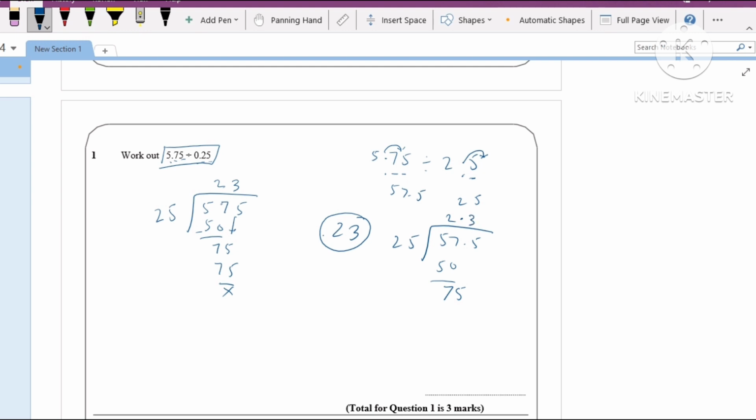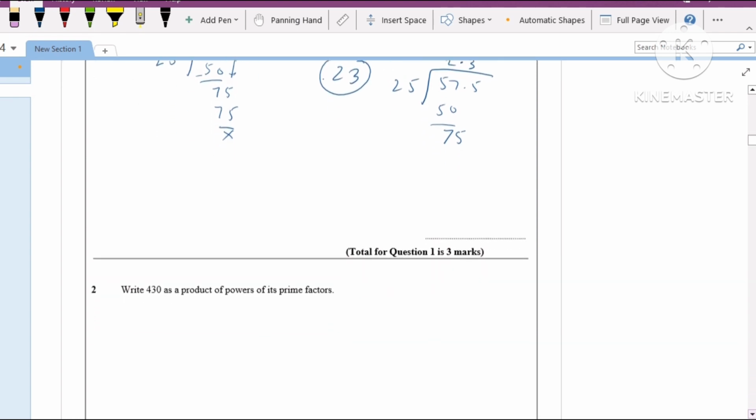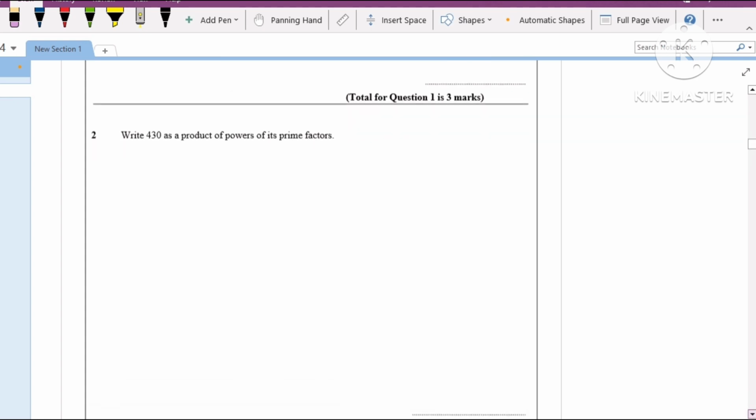So this is the case where division can be done with decimal places. This is how to deal with decimal places while doing division and multiplication. Ignore the point and just solve the question as you would divide without decimal places. So look at the second question.